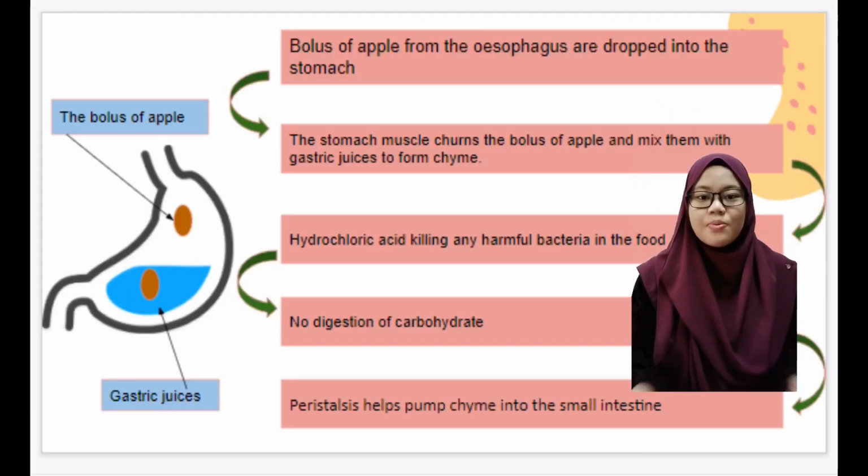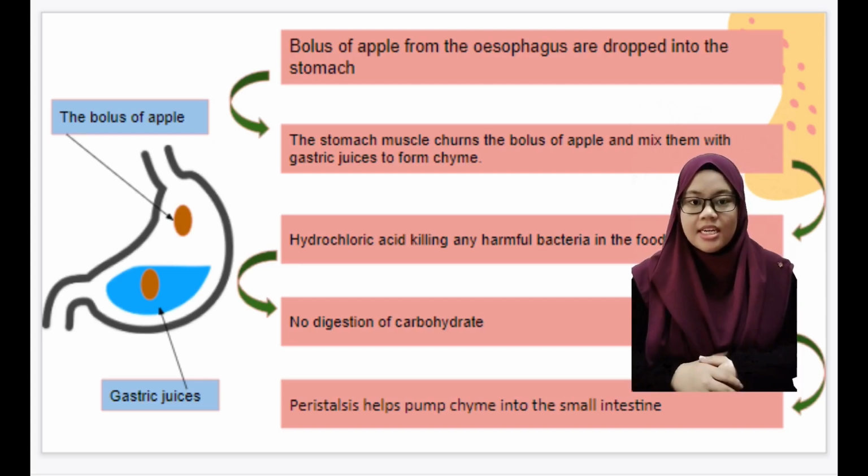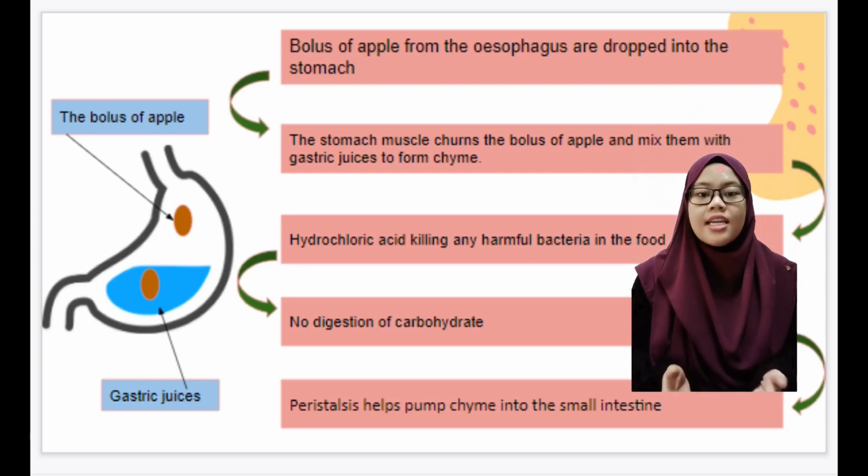Okay, now let's proceed with the digestion of apple in the stomach. First of all, the bolus of apple from the esophagus is dropped into the stomach through the cardiac sphincter. Then the stomach muscle churns, squeezes, and grinds the bolus of apple and mixes it with gastric juices to form chyme. The hydrochloric acid in the gastric juices kills any harmful bacteria in the food.